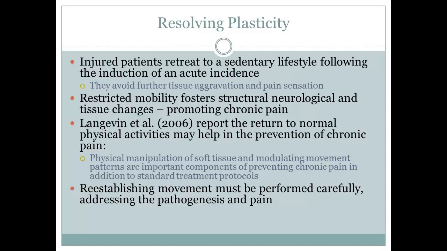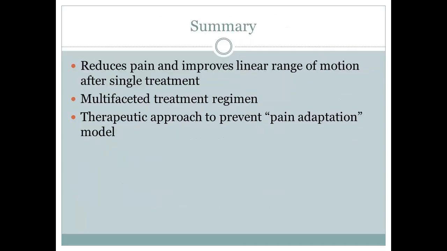So Langevin et al. in 2006 reported in a clinical study that in order to prevent the transition of acute to chronic pain, in order to effectively treat chronic pain, we need a multifaceted approach. We need physical manipulation, management of pain, so that we can continue to exercise the muscle without aggravating or promoting pain. The EML device, by reducing pain and by improving linear range of motion, tackles the very elements outlined in the Langevin et al. 2006 publication. It reestablishes movement, and it does this by reducing the pain and promoting regeneration.